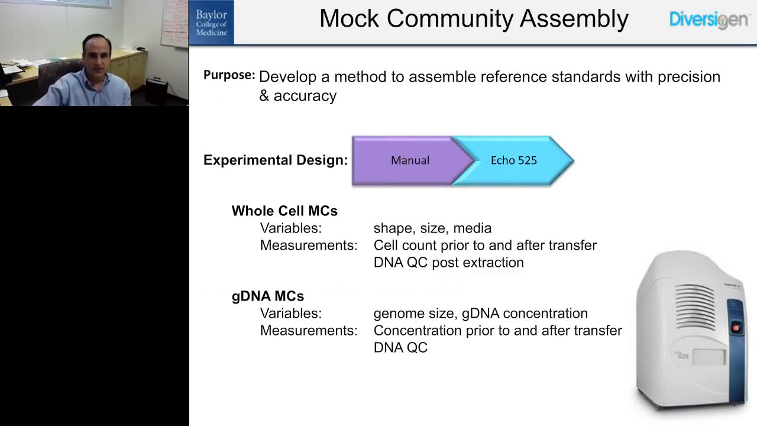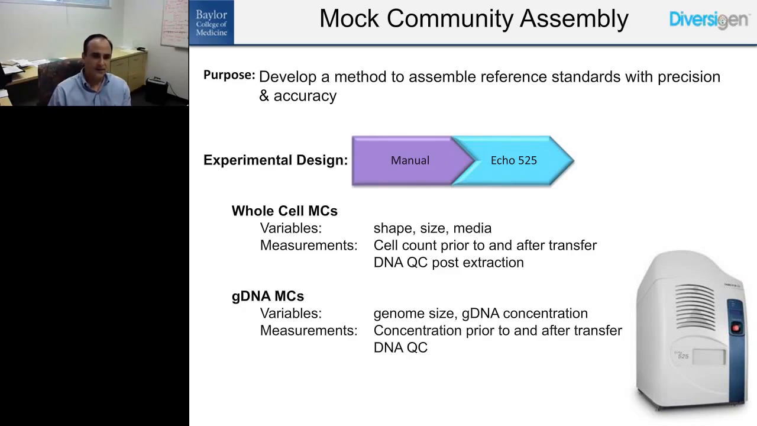What we did was we used the Labcyte Echo 525 to assemble our mock community. The Echo, for those of you who don't know, is an acoustic liquid transfer robot, and so it transfers nanoliter quantities of liquid from a source plate to a destination plate. It does this with great precision. So we thought that it would be a great tool to assemble these mock communities in some very specific ratios with great accuracy. To validate this, we would want to look at a manual setup as compared to the use of the automated setup with the Echo.